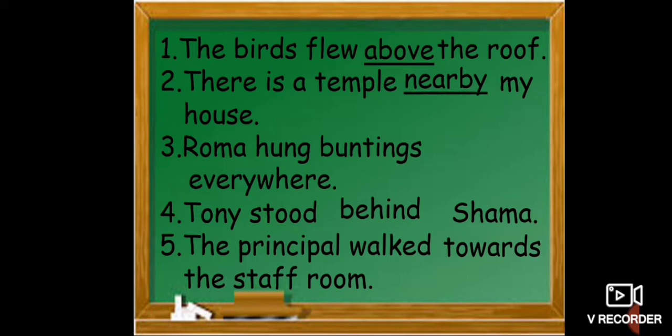Nearby. Okay, nearby my house. Read the next sentence. Roma hung buntings everywhere. Now ask, what is the verb, the action here? Hung. Ask the question, where did she hang? Everywhere. Understood? So that is the answer and that is the adverb.